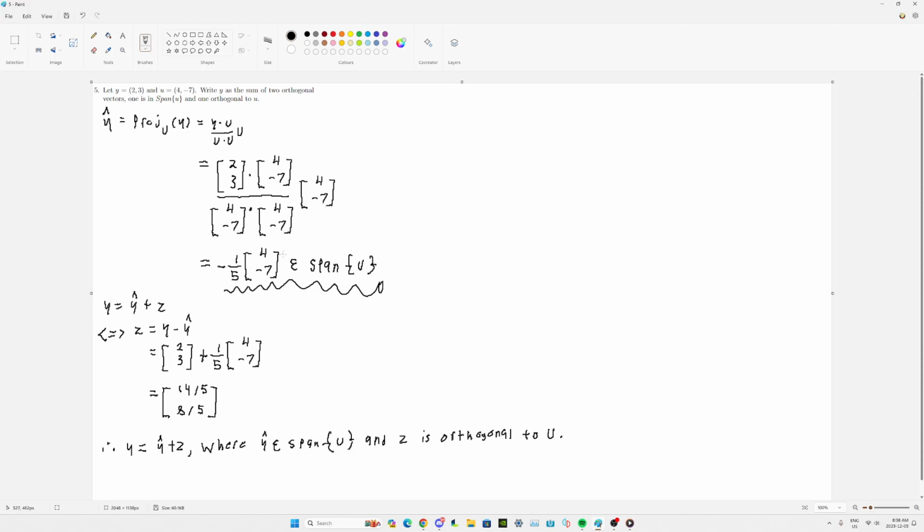The next piece we have is we can decompose y into y hat and z, the complementary pair. So from this, we have y hat, but now we need z. We can just simply move it over. z is equal to y minus y hat. Find our z, and this is the other vector that we wanted. Therefore, y is equal to y hat plus z, where y hat is an element of the span of u, and z is orthogonal to u.